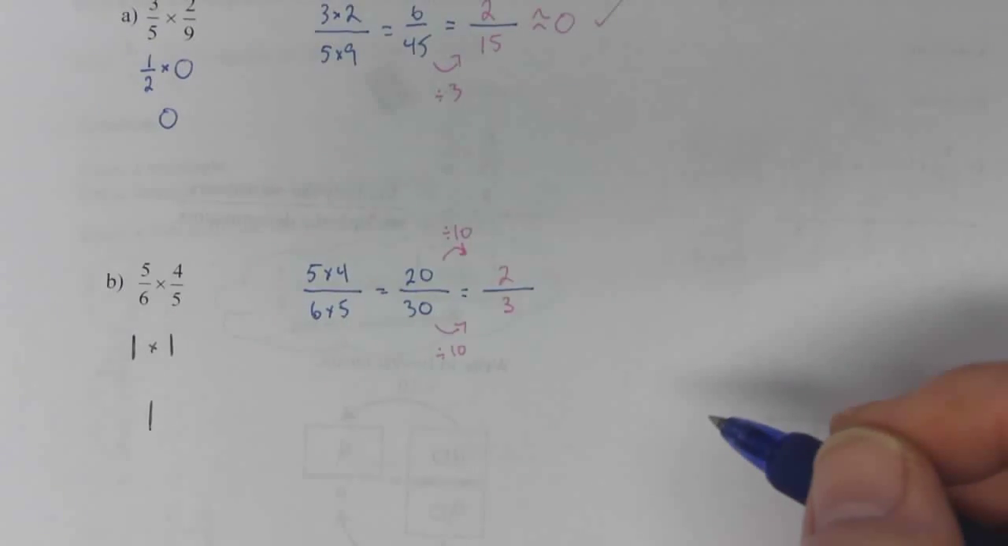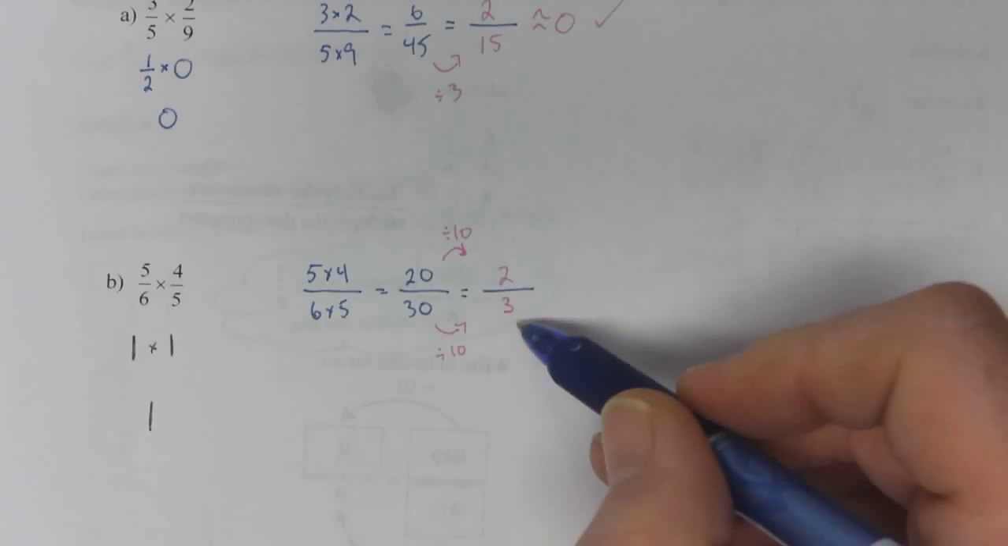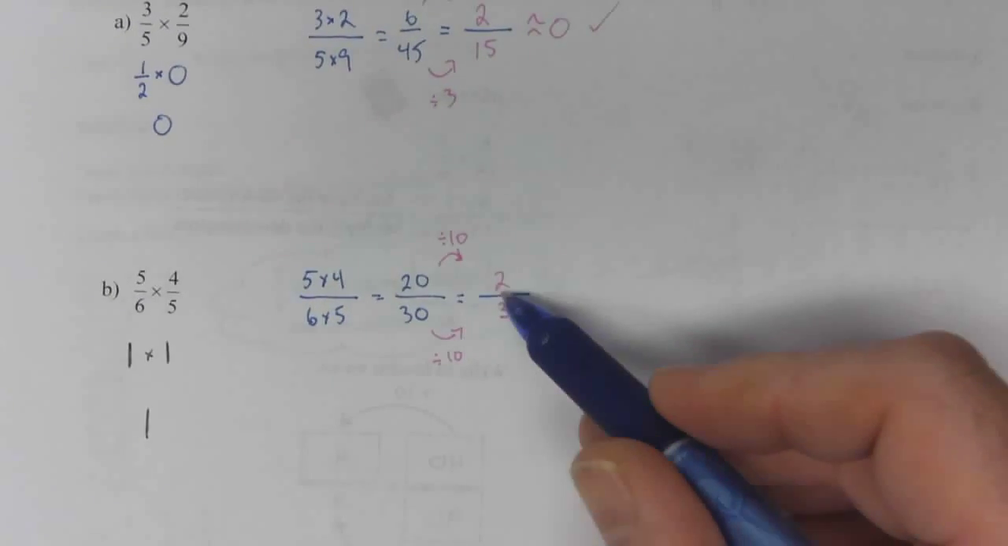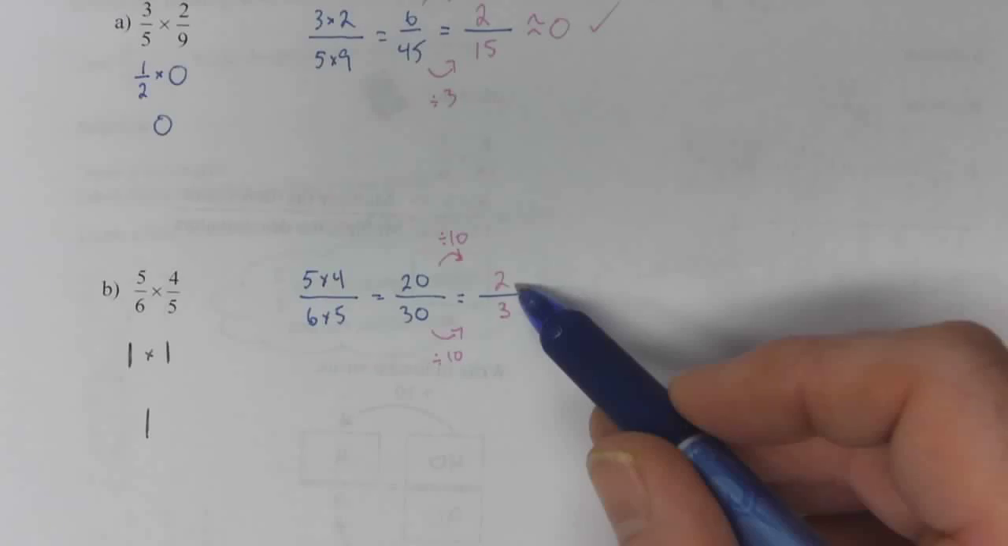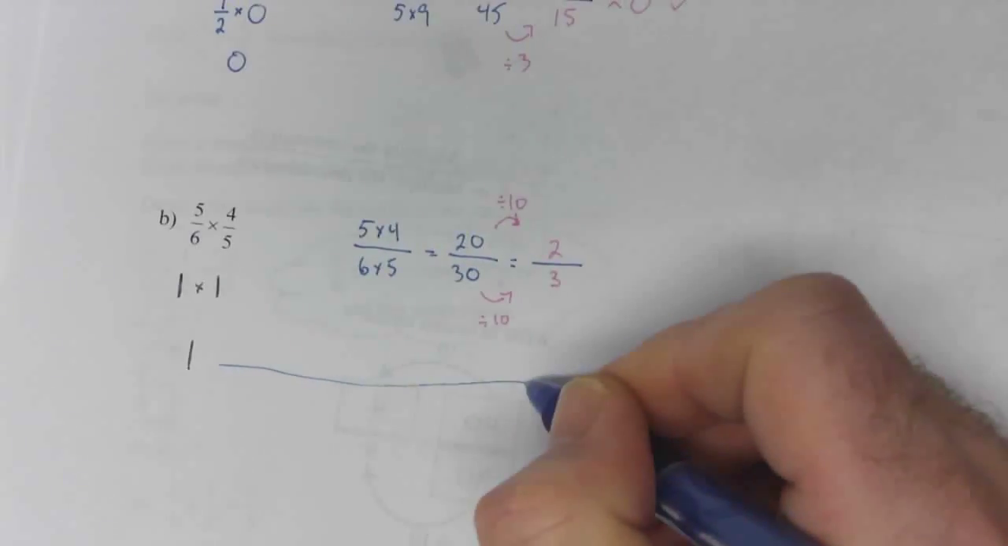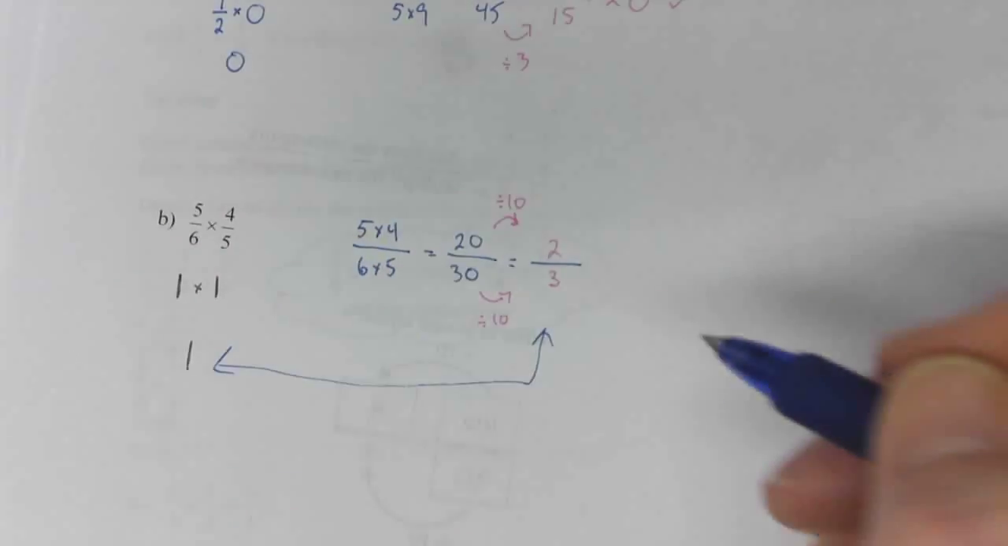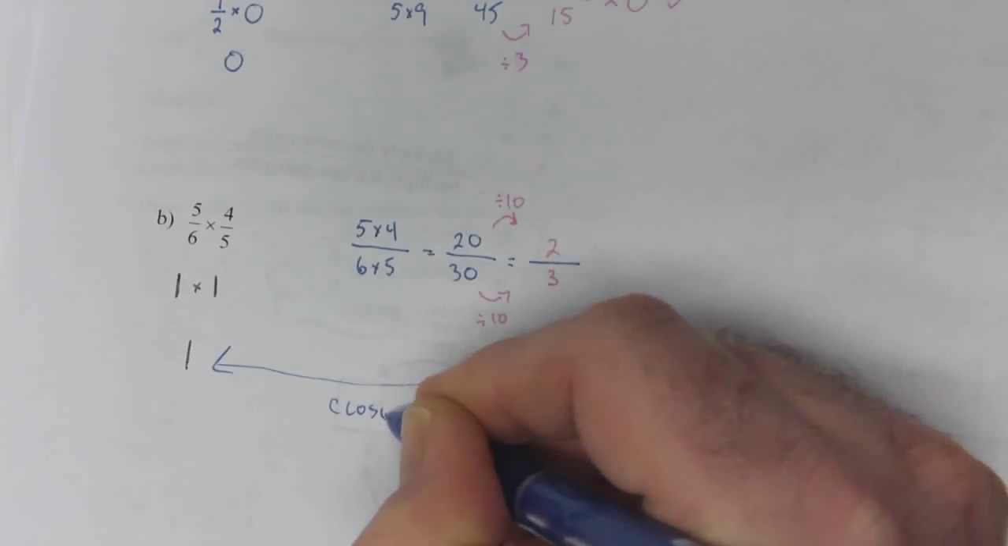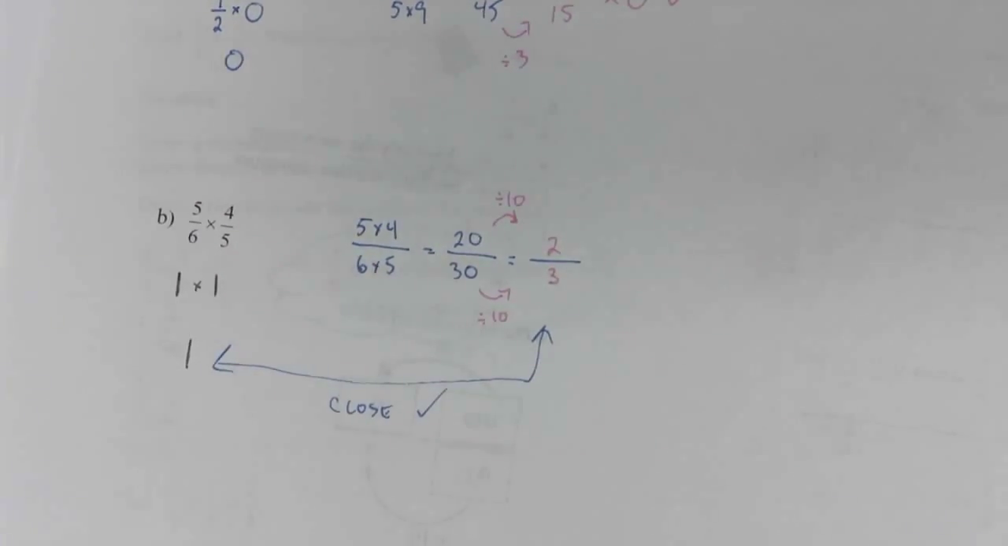2 out of 3, well, it's fairly close to 1, because you only have to increase this number 2 by 1 to get there. So I would say that those are reasonably close. So my estimate was a reasonable estimate. And that is the end of 6.3.